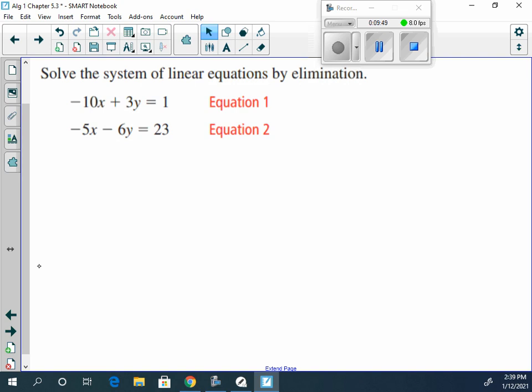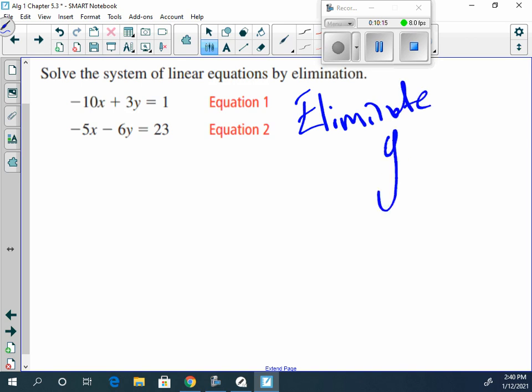So what we're going to have to do is manipulate one of these equations or both equations so that the values in front of x or the values in front of y are the same. Looking at these two, do we want to eliminate x or y? We just need to pick. This one here, we've chosen to eliminate y. That's our choice. So 3y and 6y. Now, I'm trying to see how I can make 6 be the same as 3 or make 3 be the same as 6.